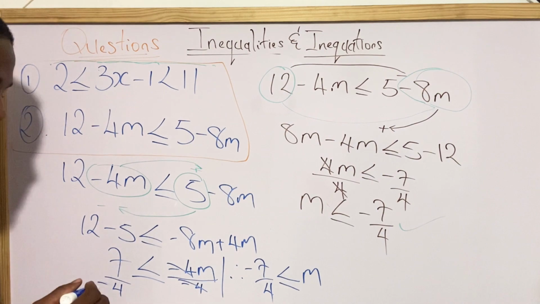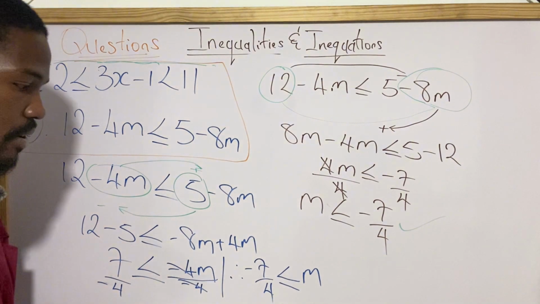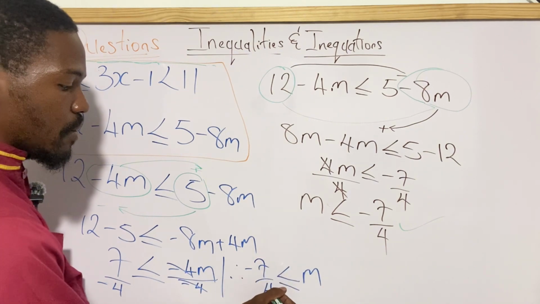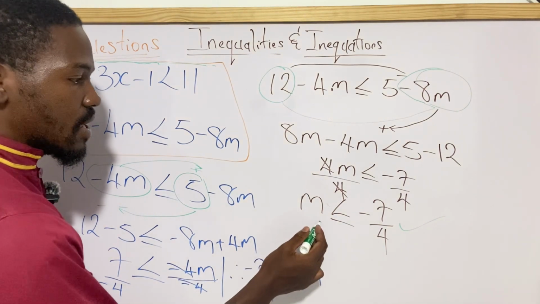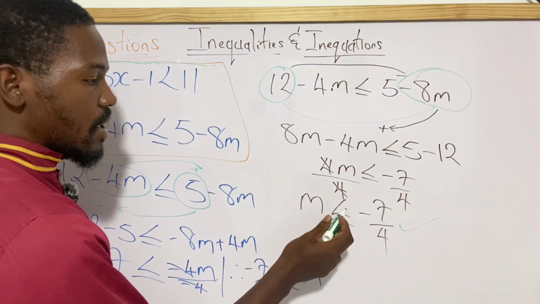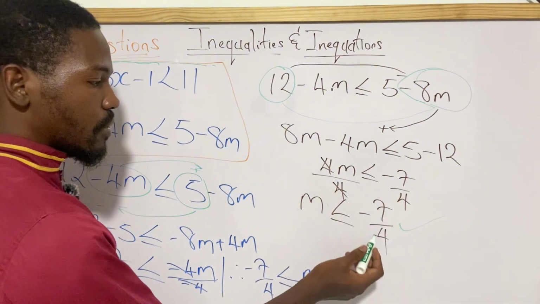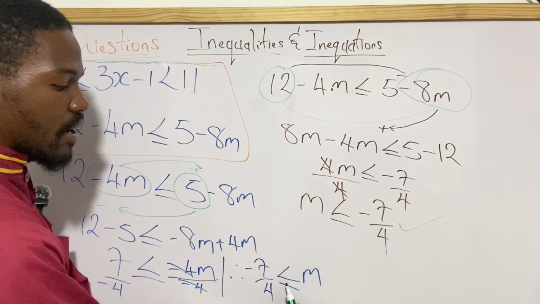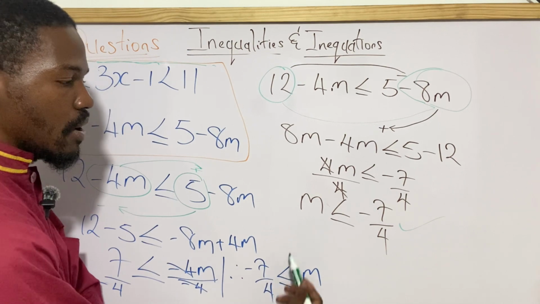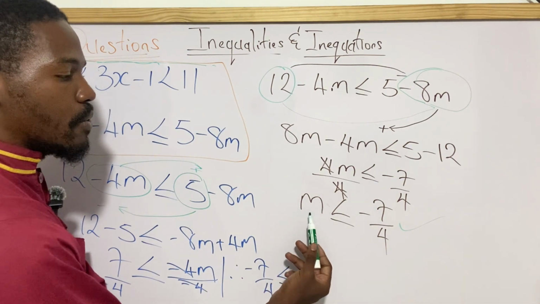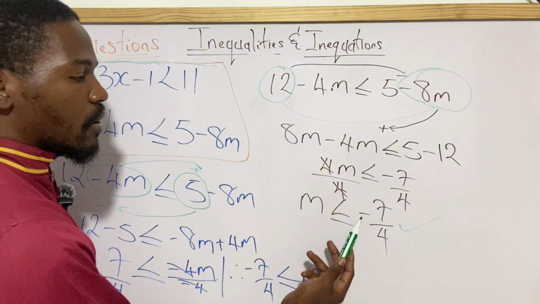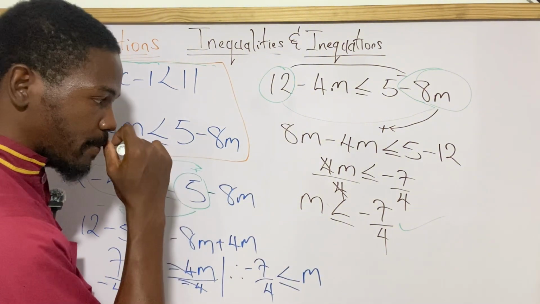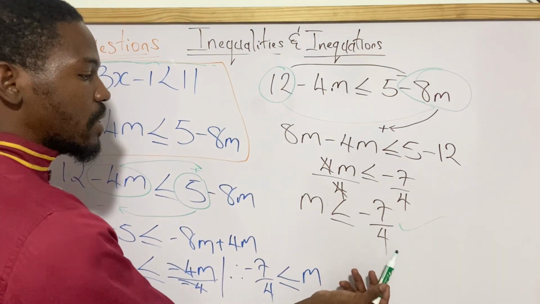Now watch closely. If you look here, you will see one scenario where you have negative 7 over 4, and in this case we have m is less than or equal to negative 7 over 4. Here we're saying m is greater than or equal to negative 7 over 4. Which of these is correct? Well, as I said before, this one is the correct one.